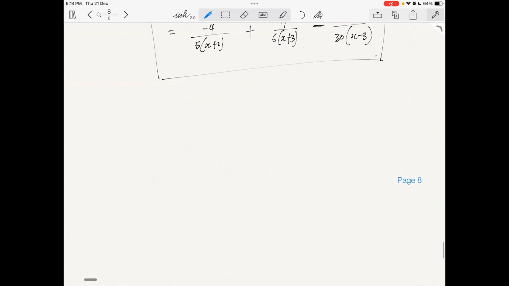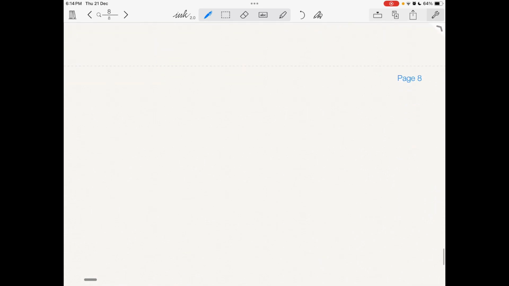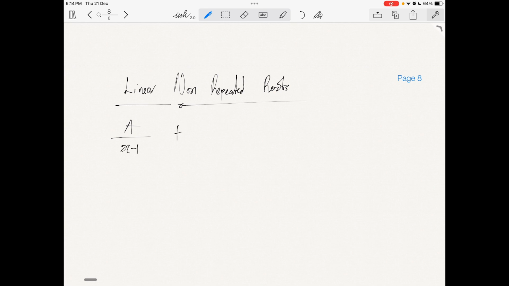So in our previous video, we talked about linear and non-repeated roots, and I want to do a quick recap. Okay, linear non-repeated roots. So that we'll be having something like a over x minus 1 plus b over 5x plus 2, and then we'll have our question, maybe 7x squared plus 16x plus 20 divided by x minus 1 into 5x plus 2.